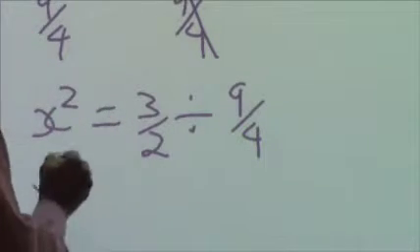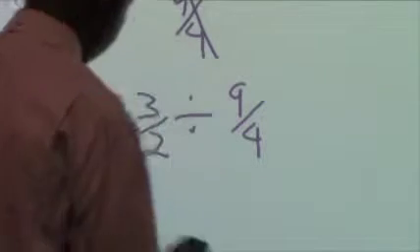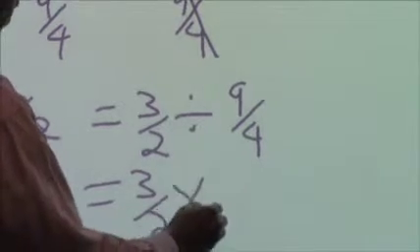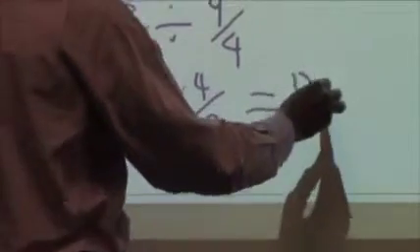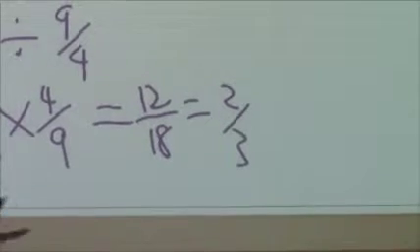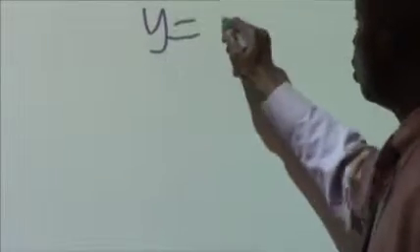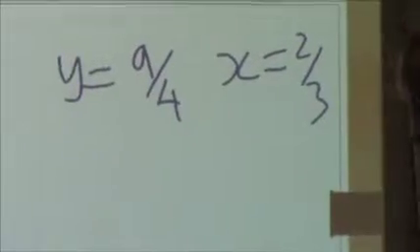How do you divide a fraction? It's not x squared, it's x sub 2. So you multiply by the reciprocal. So this times 4 over 9. That's going to be 12 over 18. That's going to be 2 over 3. And so we have that when y is equal to 9 over 4, x will be equal to 2 over 3.